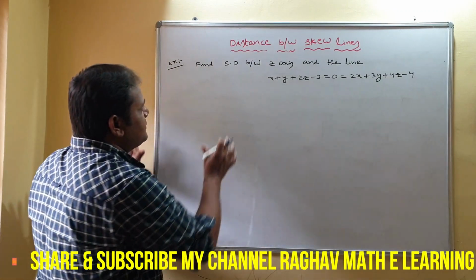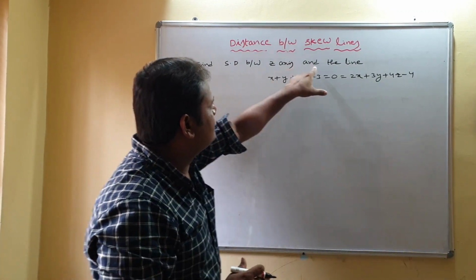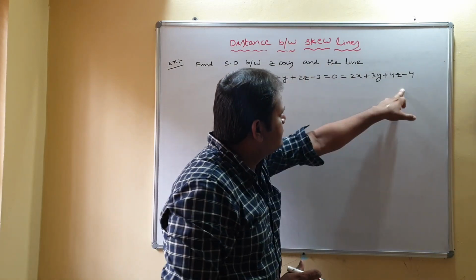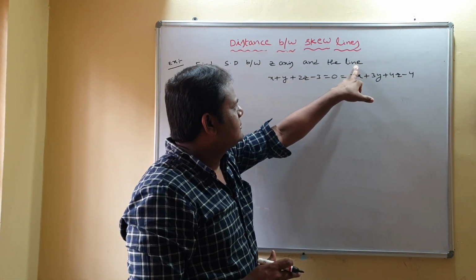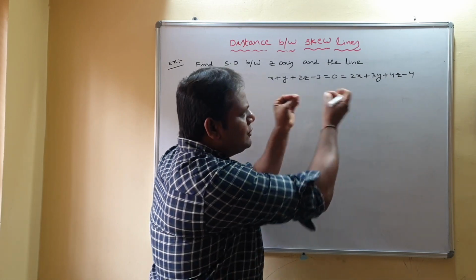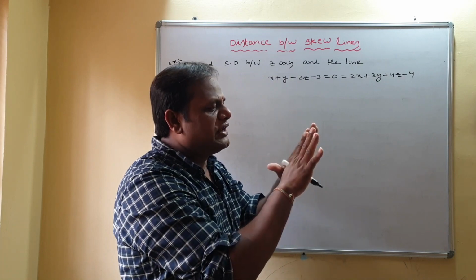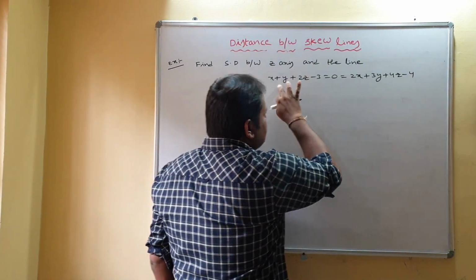Coming to this example, find the shortest distance between the z-axis and the line. The line is expressed as a combination of two planes. We already discussed that if two planes intersect each other, we get one line. So that is this line.